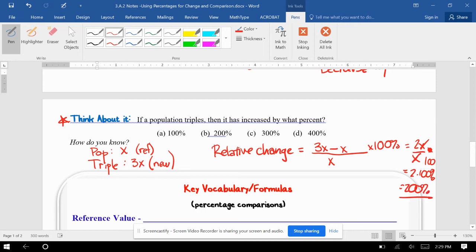So just be careful. You have to actually go through the formula to realize, wait a minute, triple doesn't mean 3 when I'm talking about percentages. So just be careful. Okay.